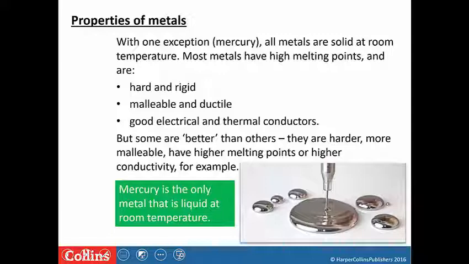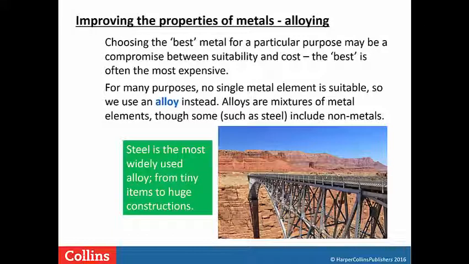Okay, so with the exception of mercury, all metals are solid at room temperature. Most have high melting points, and they are hard and rigid, malleable and ductile, and they're good electrical and thermal conductors. But some are better than others. They are harder, more malleable, or have higher melting or boiling points or conductivity. For example, mercury is the only metal that's a liquid at room temperature. So there are different properties between the different metals.